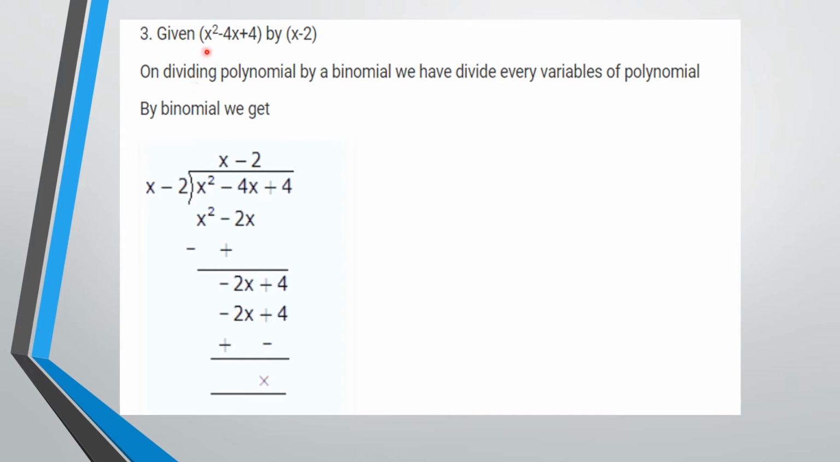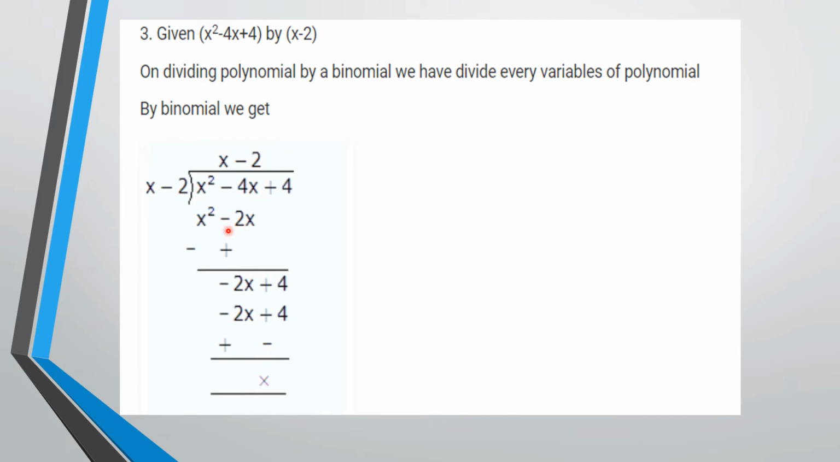Given x squared minus 4x plus 4 divided by a binomial, right? It has two terms, so it is called a binomial. x^2 - 4x + 4 is divided by the binomial x - 2. So what do I have to multiply in the quotient so that we get x squared as such in the dividend? Already it is x, so I have to multiply with another x.